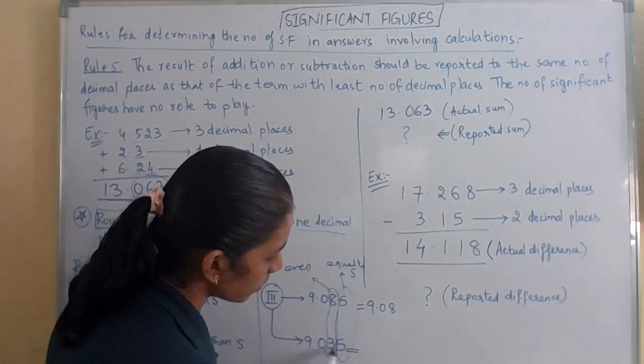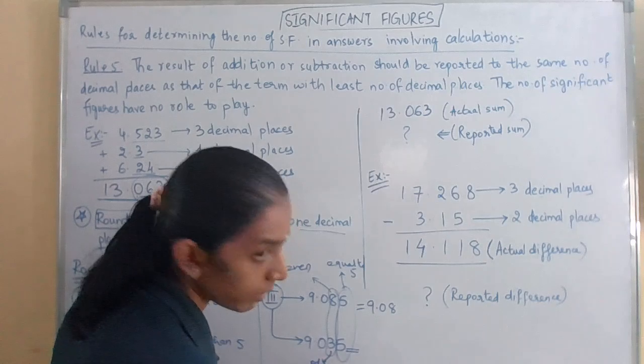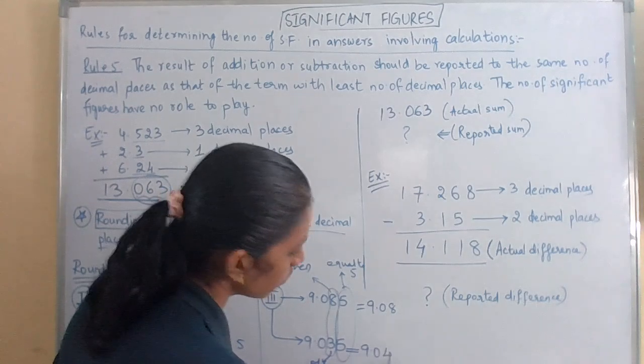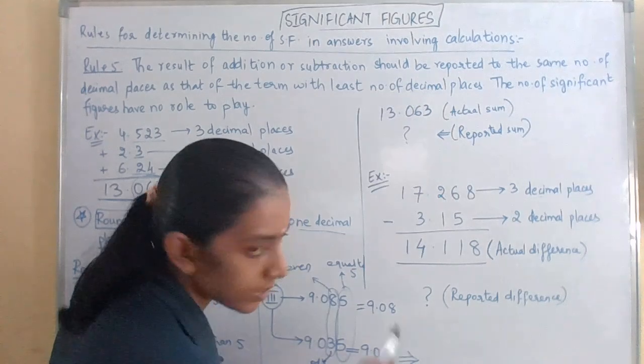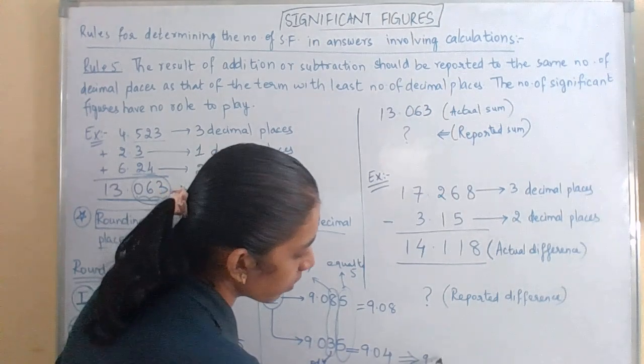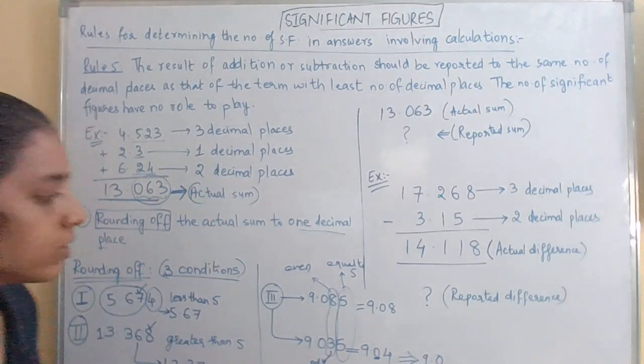And in 9.035, this 3 is odd, so it should be increased by 1, giving 9.04. And how will we round off this 9.04? 4 is less than 5, so 9.0. This term is taken as it is. This is how you do rounding off.